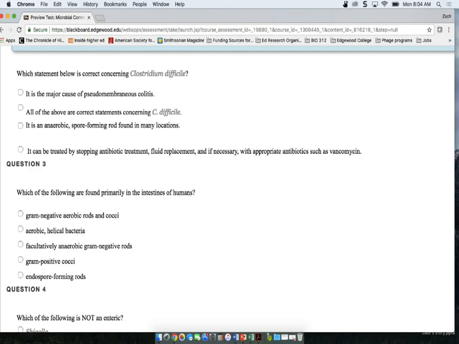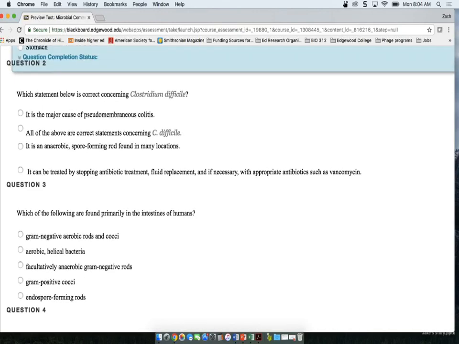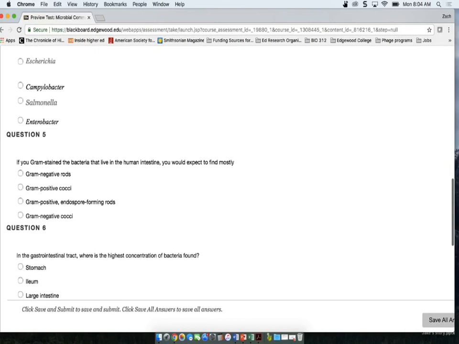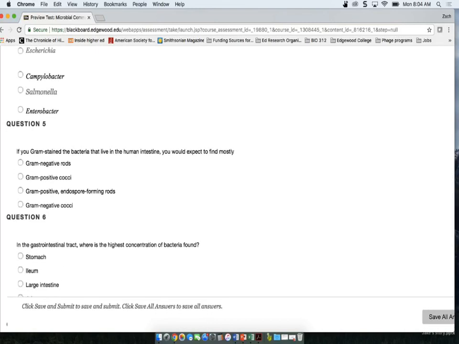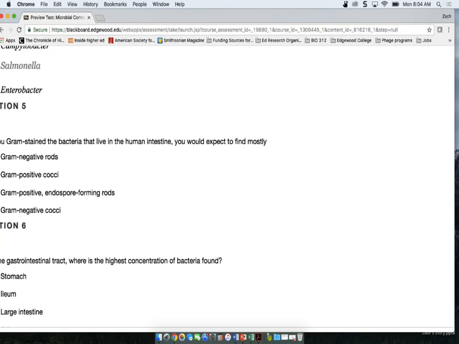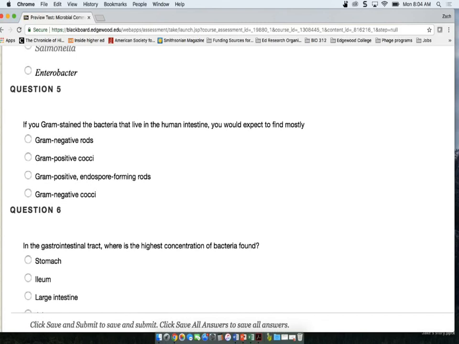It was why you mainly find gram-negative bacteria in the large intestine. Okay. Is it this one? If you stain the bacteria that live in the human intestine, you would expect to find mostly? Okay. So this one is really just based on what we know, and this is based on studies of the human microbiome. What would we expect to find? So this is more of a memorization answer than anything else. There's not much rationale to it.